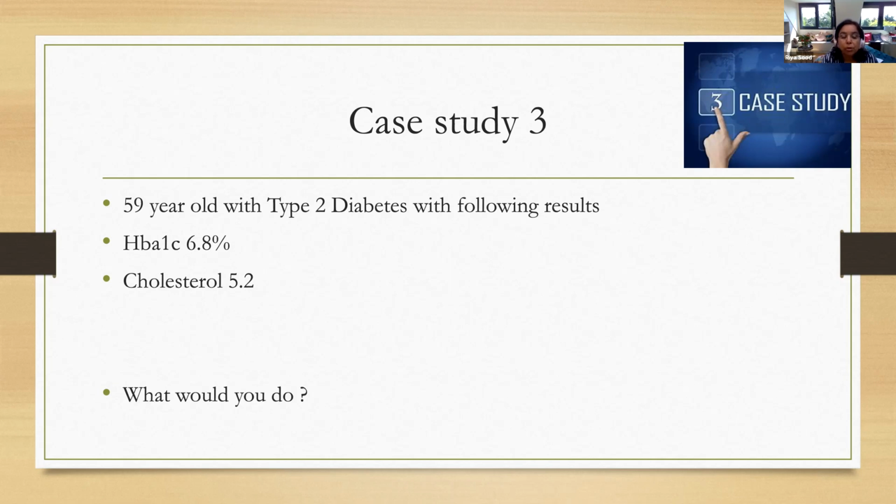The diabetic control of 6.8. 6.8 is about, I would say, about 49 in the new money. Okay, so he's already diabetic. So is the HbA1c under control? Yes or no?